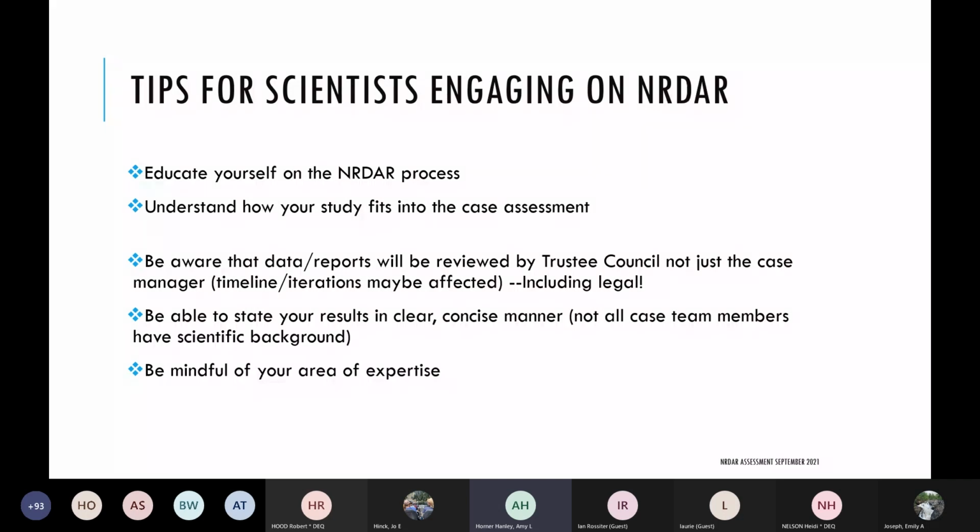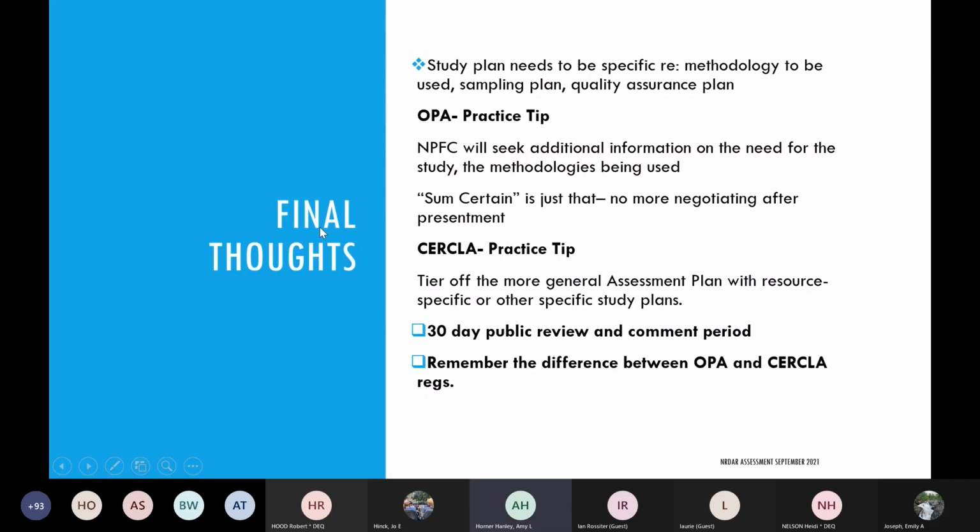So I know I'm getting short on time here, so let's see, a couple of final thoughts. MPFC can seek additional information on the need for a study if you go forward with an assessment plan to them. Please remember that presentment is just that. There's no more negotiating on an assessment plan after the presentment.